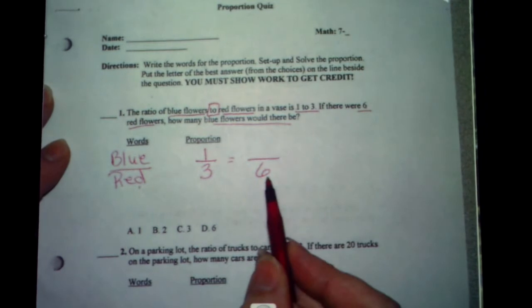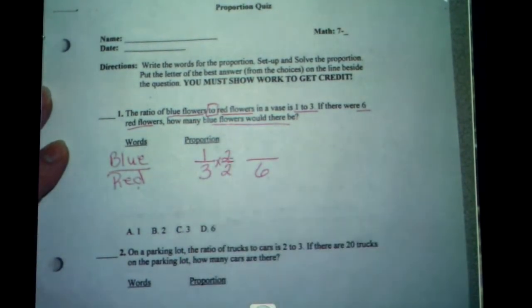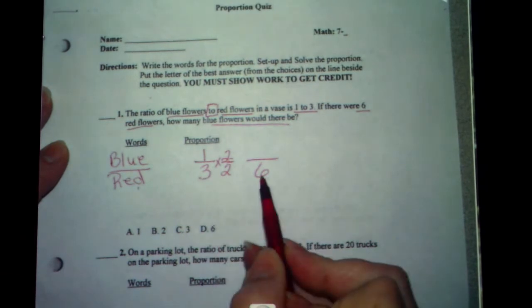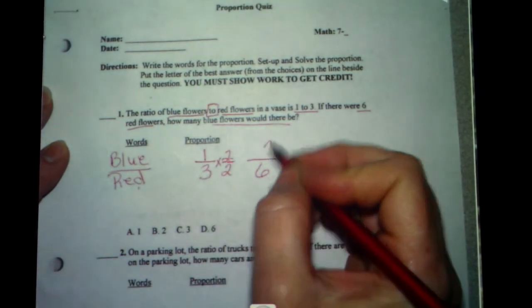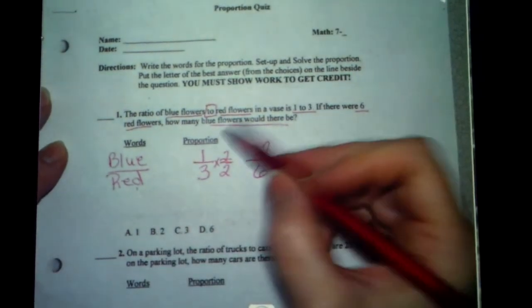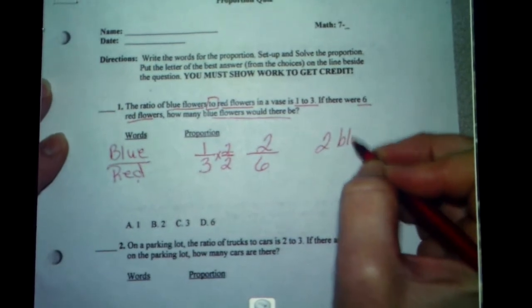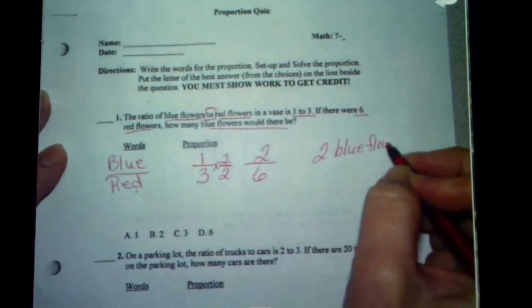Now 3 times what gives me 6? I'm going to multiply by the 1s, 2 over 2. 3 times 2 is 6, 1 times 2 is 2, so my answer is 2. So when it says how many blue flowers, there are 2 blue flowers.